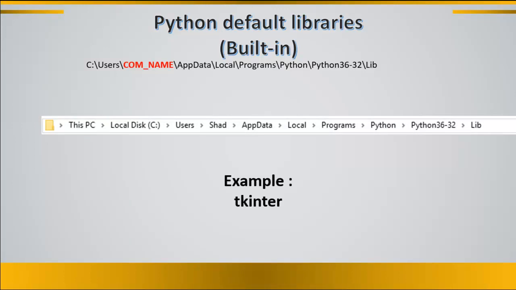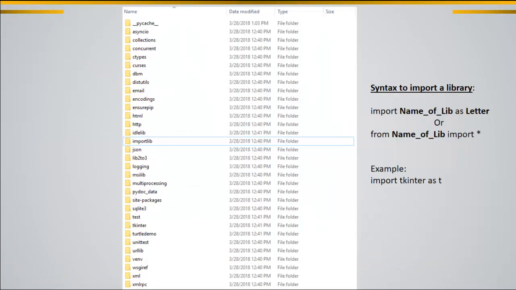For example, if you'd like to search for tkinter in your computer, you would have to search a long list of libraries. So this is the list of the Python built-in libraries. If you have a look, there are many libraries listed here. Tkinter is located right here.